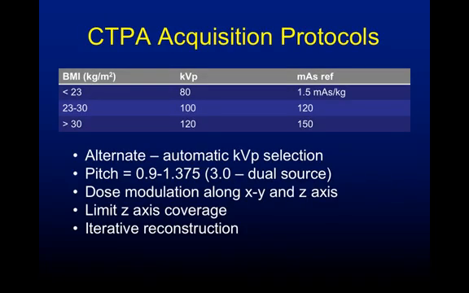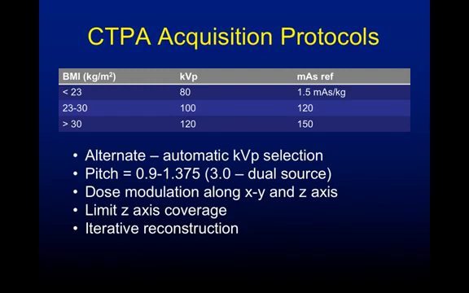Depending on the patient's size, it's very important to choose an appropriate kVp to decrease radiation dose. Some scanners offer automatic kVp selection, which is very useful. Generally, a pitch of 0.9 to 1.4 is used. With a dual source CT, a high pitch of 3 can be used as well.